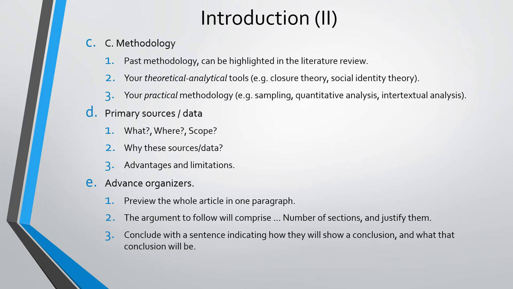You also need to indicate both your theoretical, analytical tools on the one hand, and your practical methodology on the other hand. Keep in mind that a reviewer of an article for a journal will normally look for both of these in the social sciences, and they are distinct, different things. Your theoretical analytical tools involve, for example, kinds of social theory, like closure theory or social identity theory.